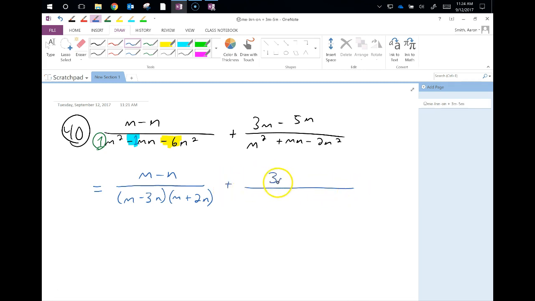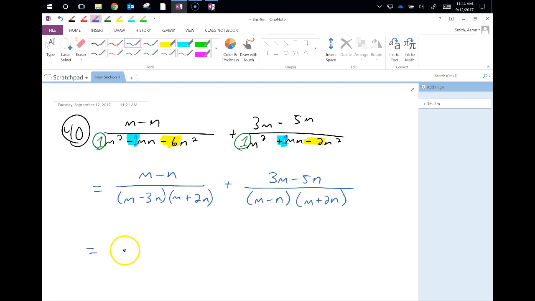Now 3m minus 5n I can't factor. But in the denominator, m squared plus mn minus 2n squared, similar to what I did before. It's a trinomial, it has three terms. The number in front of the m squared is a 1. So I can factor this, two things that multiply to negative 2 and add to the understood 1 in front would be negative 1 and positive 2. So (m minus n)(m plus 2n).